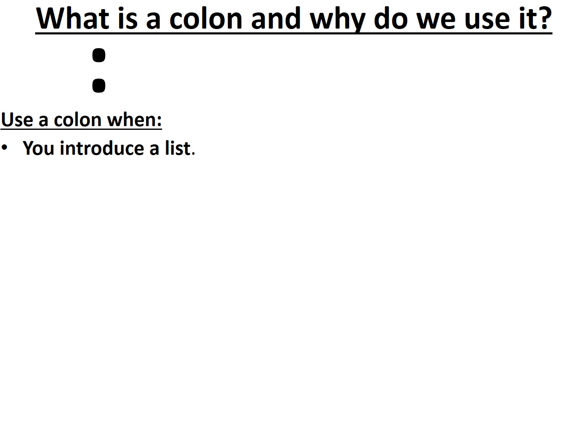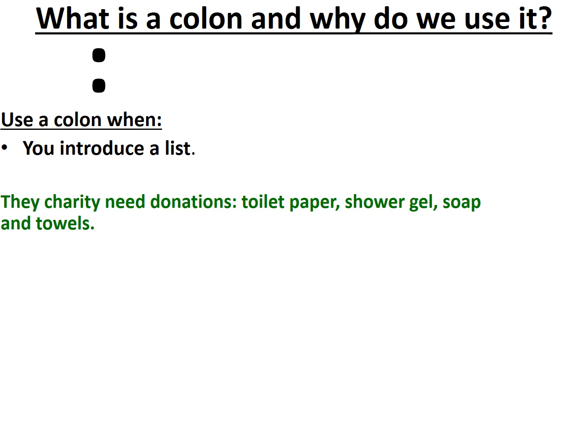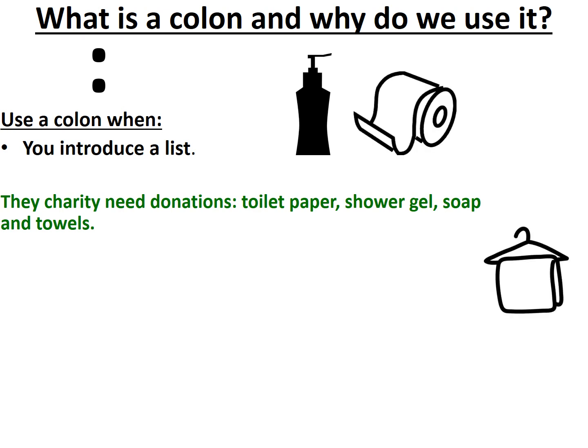For example, the charity need donations: toilet paper, shower gel, soap, and towels. What you'll notice is that I don't have to say the charity need the following donations. It's obvious that the colon is sharing the additional things that are needed. So we know that when a colon is used, we're usually introducing a list of items or things or people that follow.